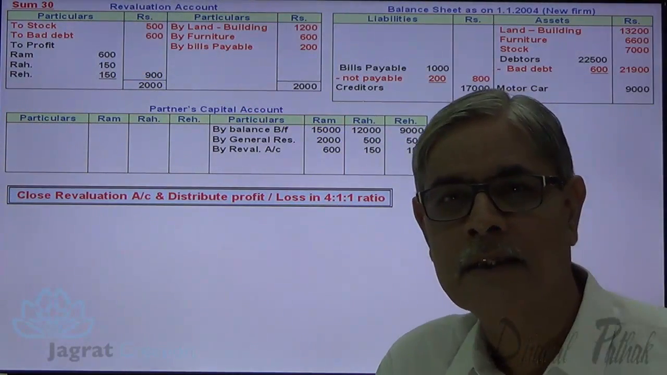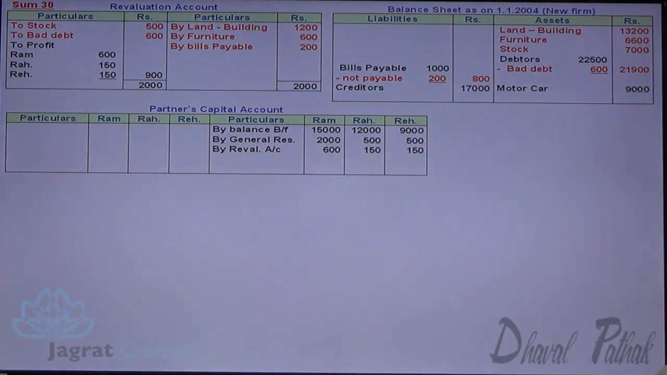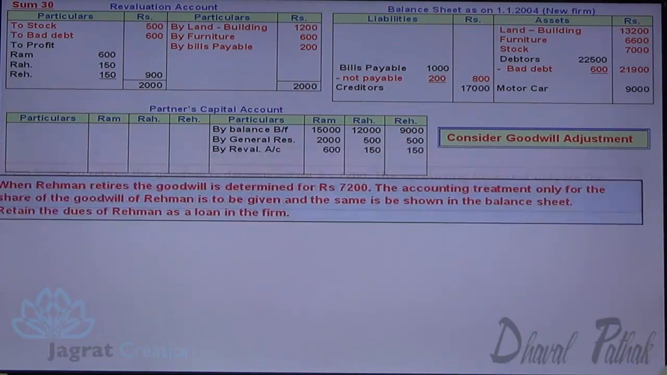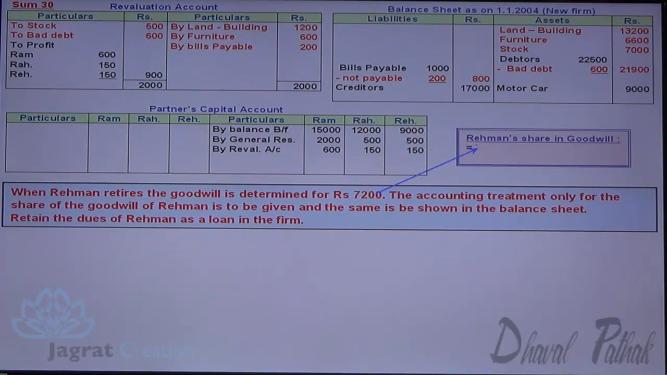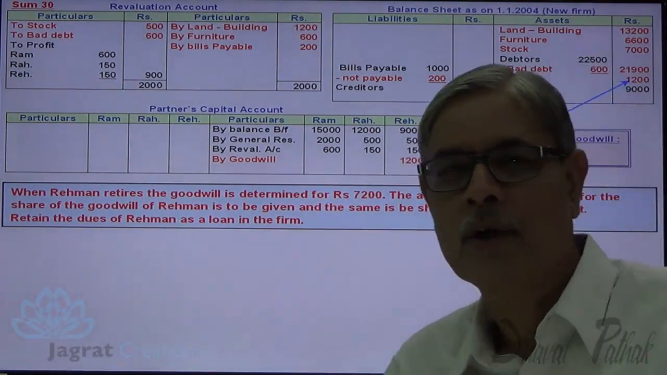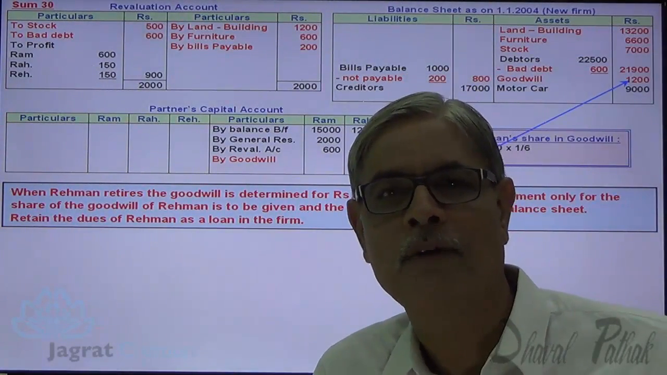Now I consider the goodwill adjustment. When Rahman retired, the goodwill is determined at 7,200. The accounting treatment only for share of goodwill of Rahman is to be given, and the same is to be shown in the balance sheet. So what is the share of Rahman in goodwill? 7,200 into 1/6, 1,200. That will appear in the balance sheet. So goodwill account debit 1,200 to Rahman capital account credit 1,200. This is our adjustment entry for goodwill.